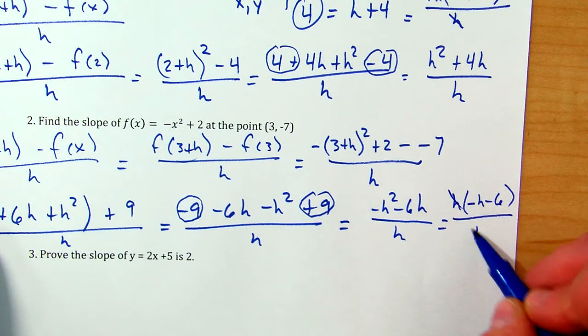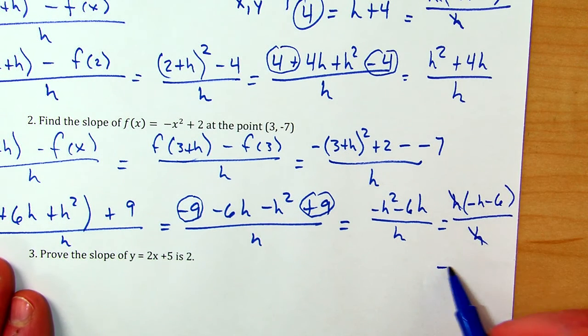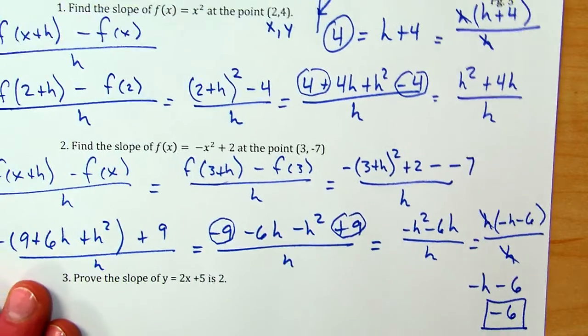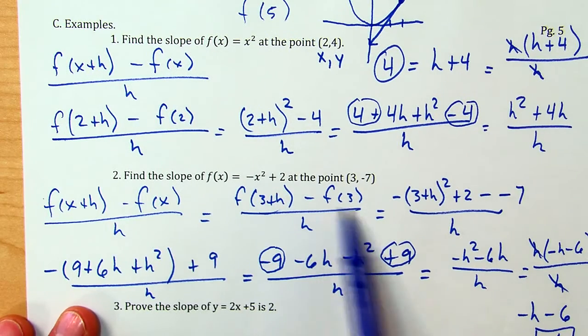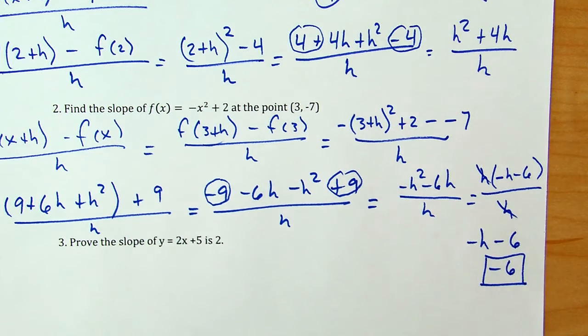This is the part where the limit is used. If I want to write it right below, I have -h - 6. Use the limit as h approaches 0, so the slope at that point should be -6. So if I graphed this equation and went over to the point 3, the slope at that point should be -6.